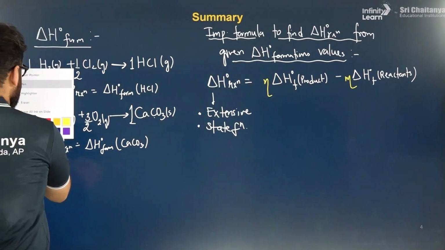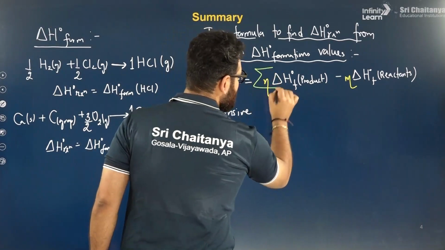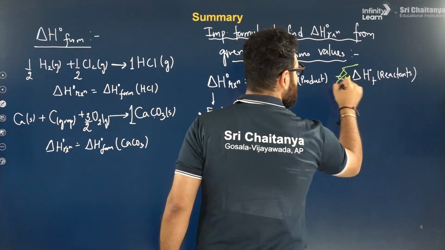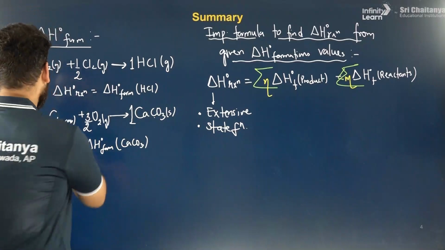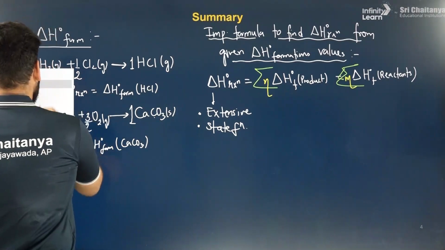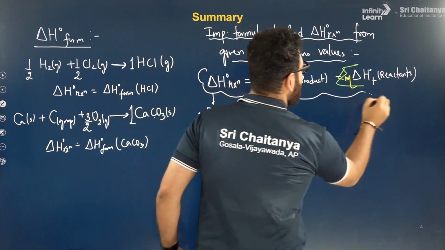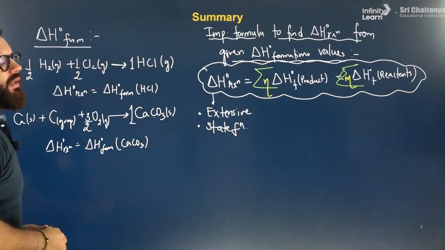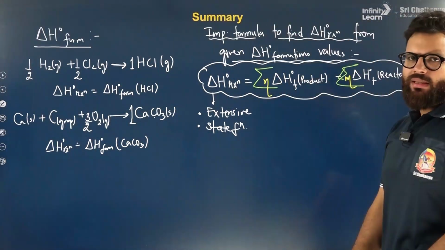In the balanced reaction, take the sum of total enthalpies of all the products minus the sum of total enthalpies of all the reactants. This is the exact formula. So first learn this formula: the enthalpy of a reaction from the given formation enthalpies is the summation of product enthalpies minus reactant enthalpies. One example I'll show you, then we'll move ahead to the next enthalpy.